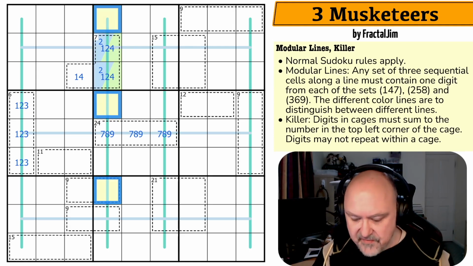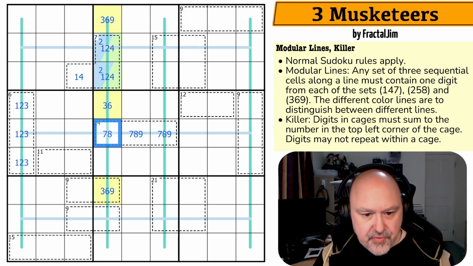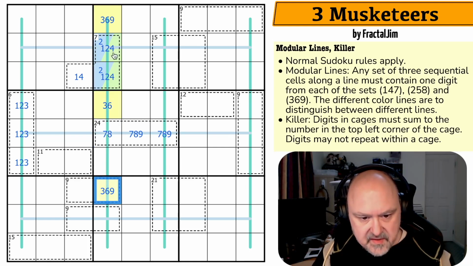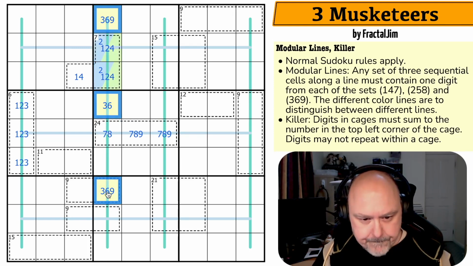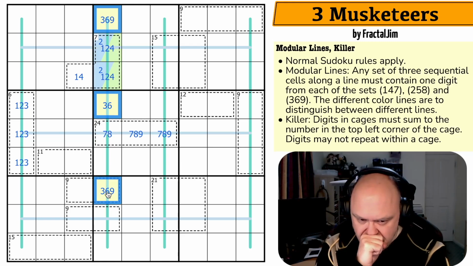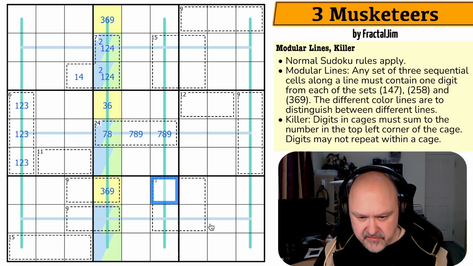So these digits are from 369, but this can't be a 9, and this can't be from 369 because this is the 369 triple. So that's interesting. This 124 is telling me that these are yellow. But all it's telling me is these are blue and green. So these are blue and green, but can I do anything more with that? The answer is yes, I just don't know how yet.